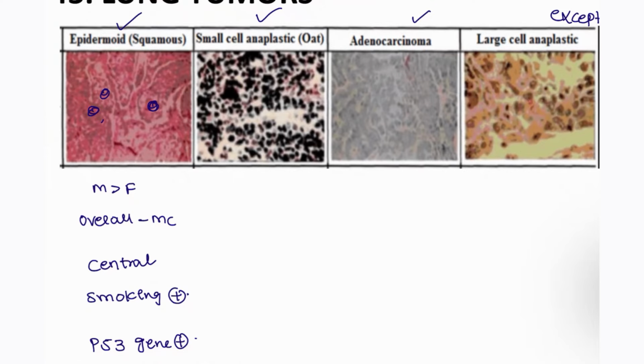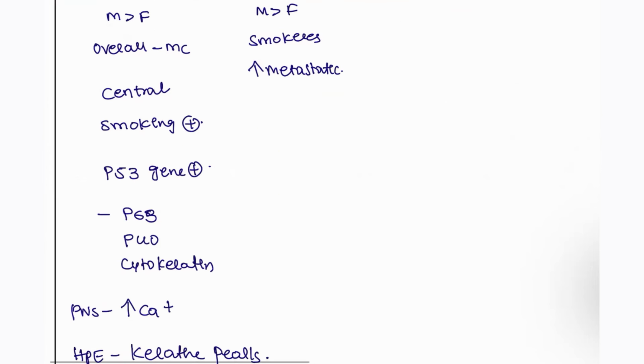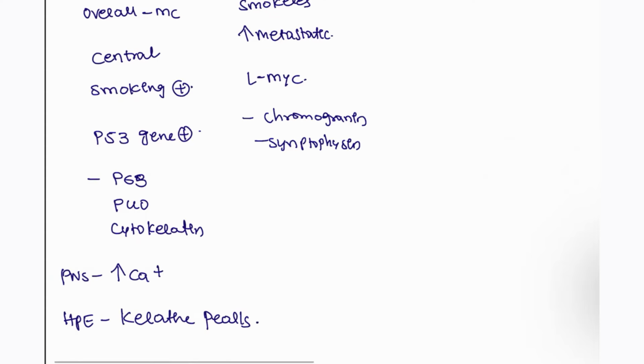Next, small cell lung carcinoma. Again, here also males are most commonly involved, smokers, a highly metastatic condition, and this patient will be associated with the L-myc gene. What are the stains that we can use for this patient? Chromogranin and also synaptophysin are given for this patient. It's a very severe condition and poor prognosis is seen.